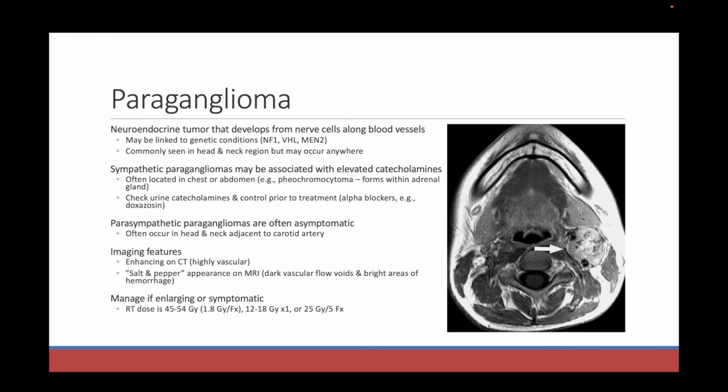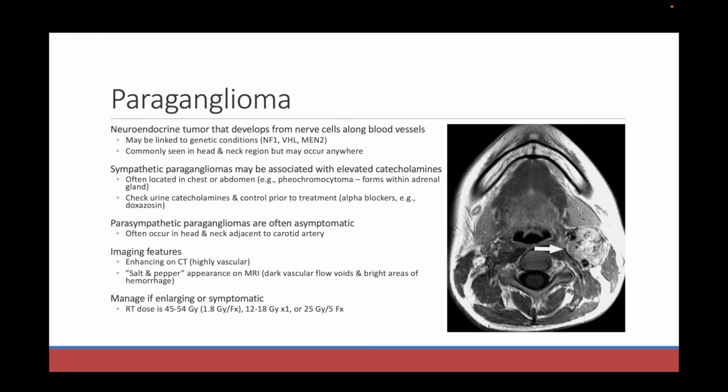These ones are often located in the chest or the abdomen. Pheochromocytoma is an example of a related tumor that actually forms within the adrenal gland. And if it's functional, you want to check urine catecholamines prior to treatment and actually control the catecholamines before you do anything. So the management is with alpha blockers. Remember, we always avoid unopposed beta blockade, but we can give alpha blockers.